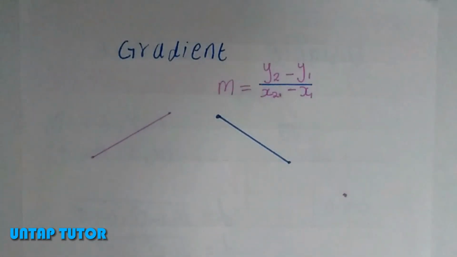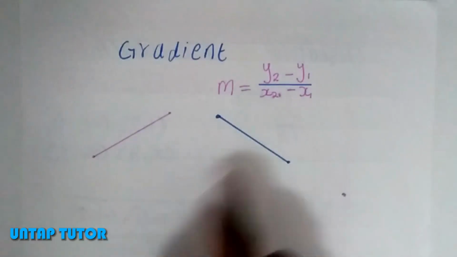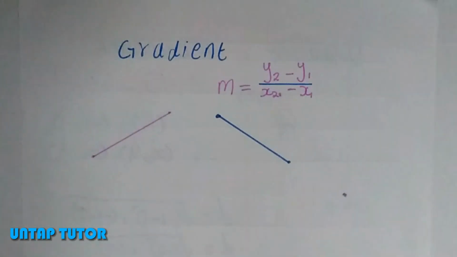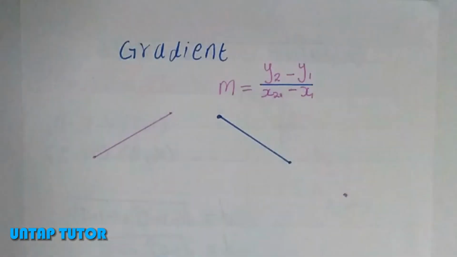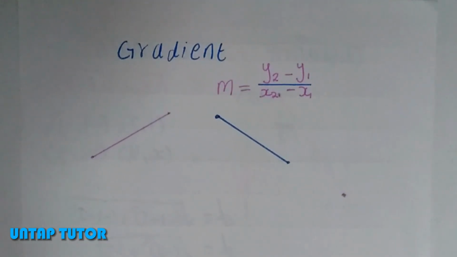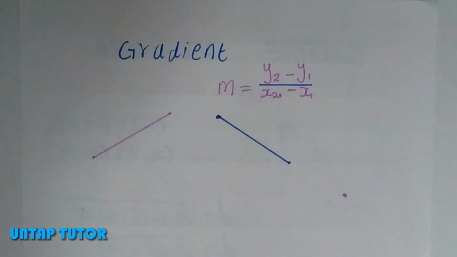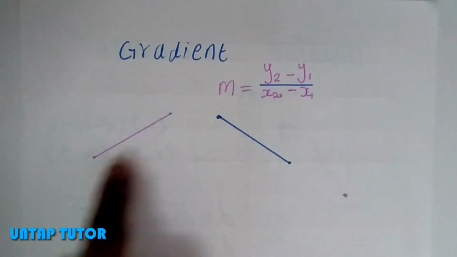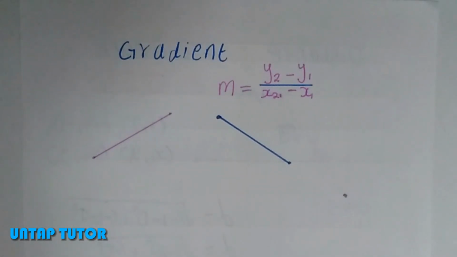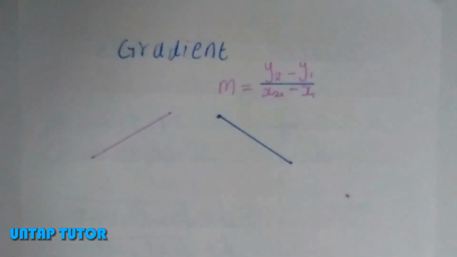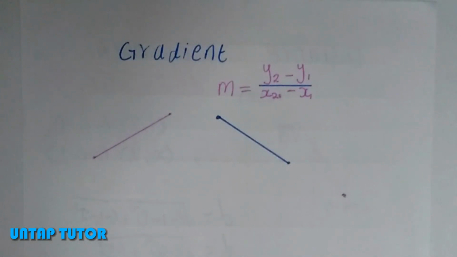The gradient of a slope can either be positive or negative. In this case, I have two lines, the pink line and the blue line. The pink line represents a positive gradient, and the blue line represents a negative gradient. So we can see visually, before we can even calculate our gradient, if we find that our line is in an increasing direction, we should be expecting a positive gradient. If our line is in a decreasing direction, we should be expecting a negative gradient.